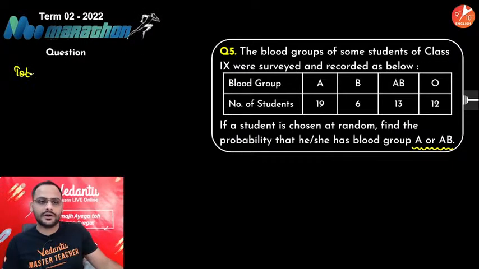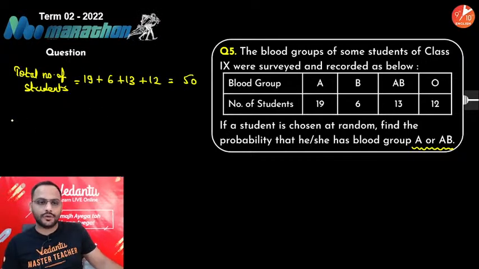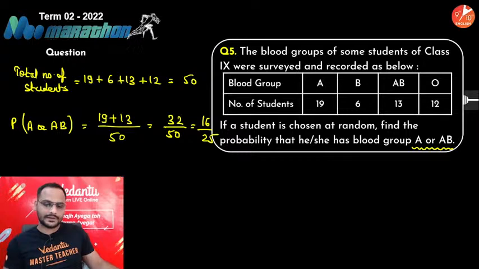So the total number of students is what? 19 plus 6, 25, and 13 plus 12 is also 25. 25 plus 25, 50. Right? So the probability of getting blood group A or AB will be, out of 50 students, 19 students have A and 13 students have AB. So this is going to be equal to 32 upon 50, which is equal to 16 by 25. This is your probability.